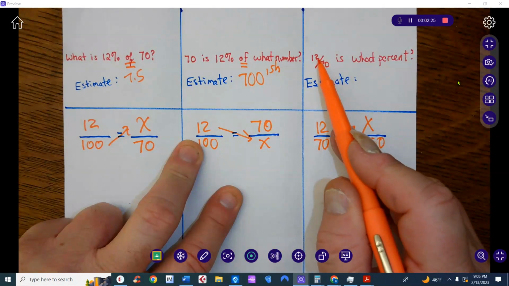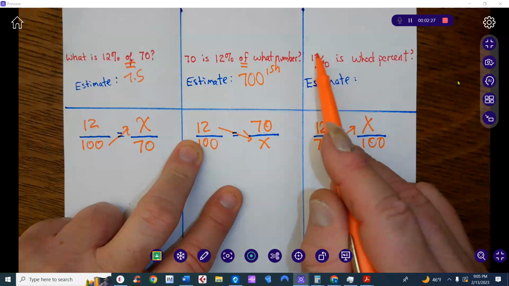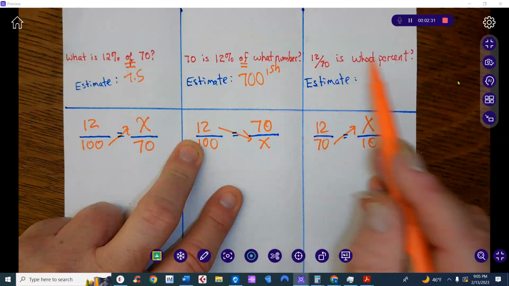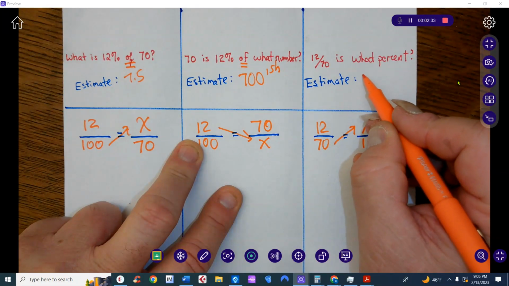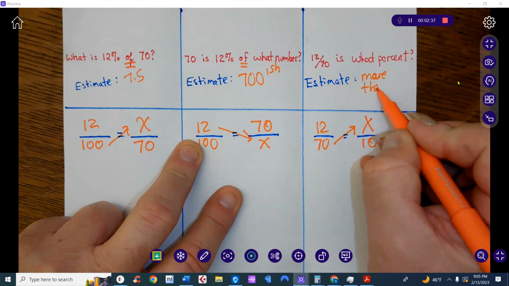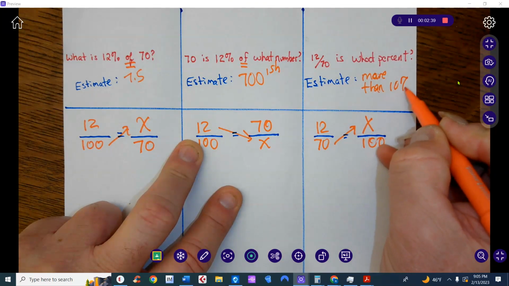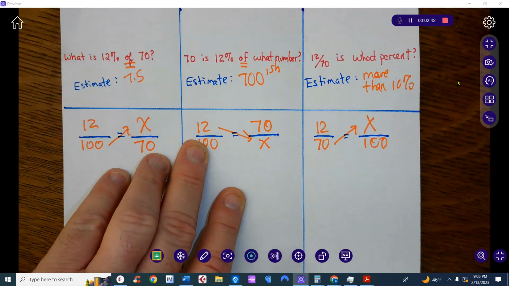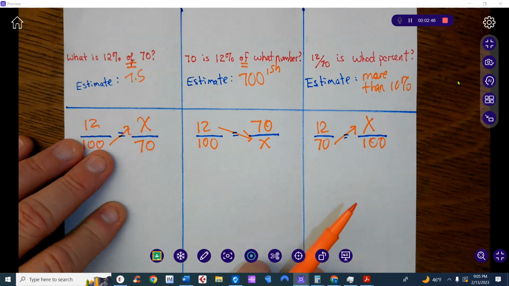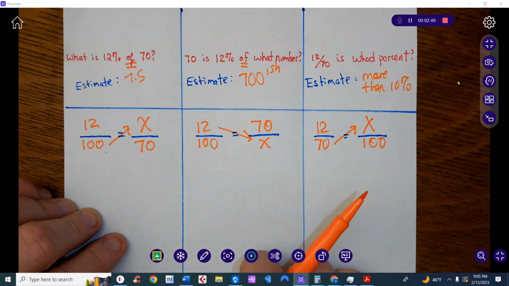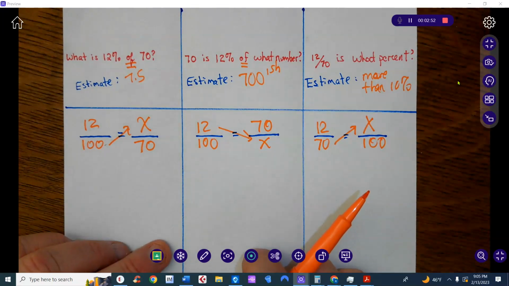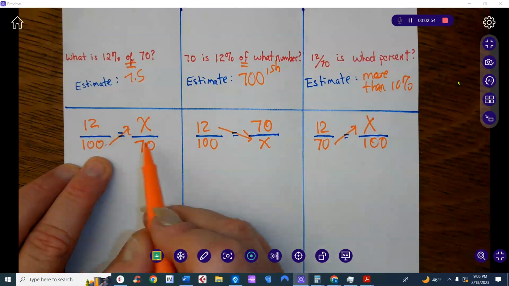In this case, 12 over 70. Well, 7 over 70 would be 10%. And so this is going to be more than 10%. Okay, it'll be probably between 10 and 20%. So these estimates just serve as a safeguard against getting the wrong answer. Now what you do is you cross multiply.